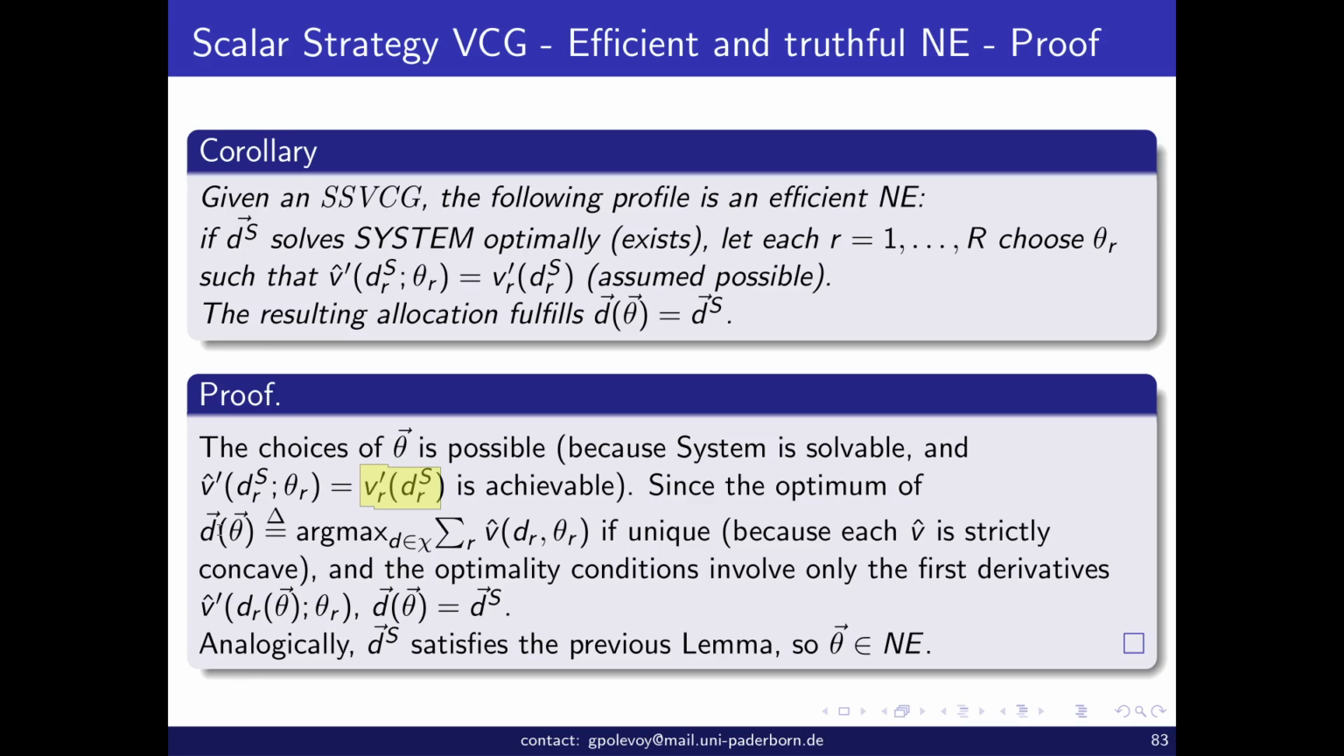Now, since the optimum maximizes the sum of the reported values, and that's unique because each reported value is strictly concave, according to our assumption, and the optimality conditions involve all the first derivatives which are chosen to be equal, then the value which our mechanism chooses has to be the same as the value based on which it was built, because of this equal derivative.